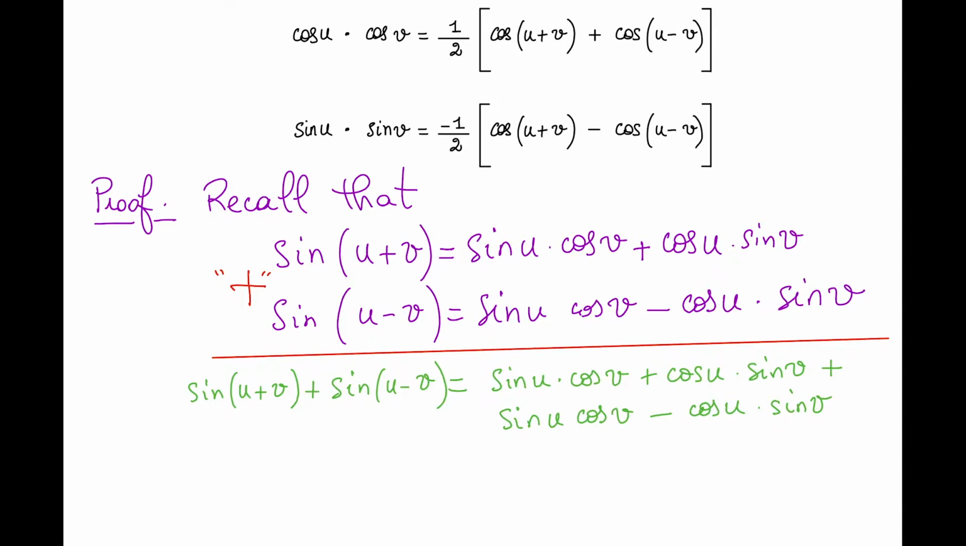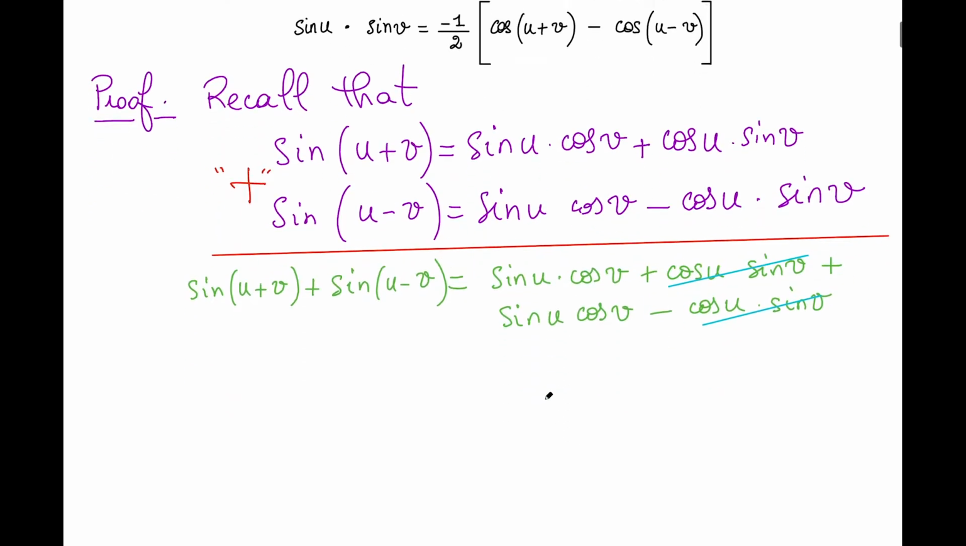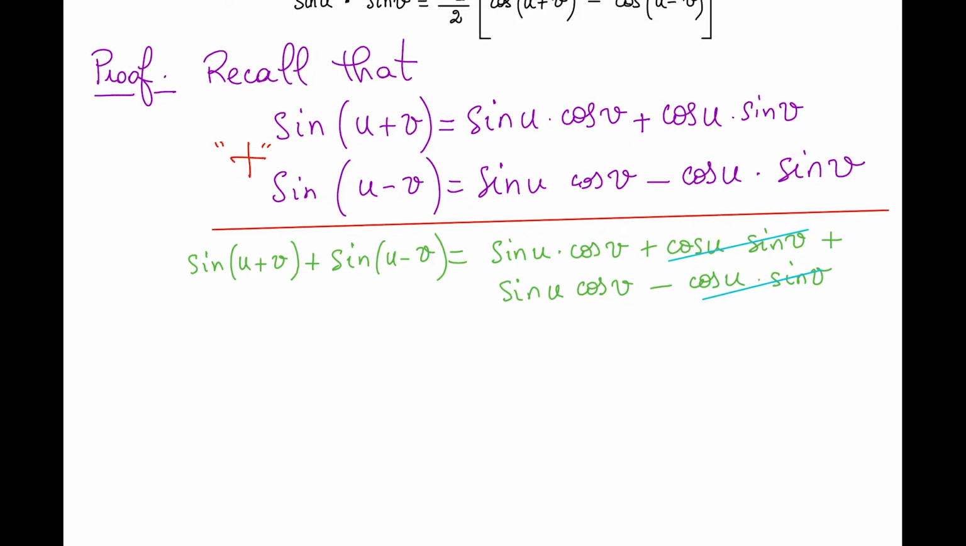And a quick observation is going to reveal the following. Cosine of u sine of v minus itself, that guy and that guy are the same, correct? And they have different signs, so these are going to cancel. And what do we get here? We get this plus itself, I mean, sine of u times cosine of v and sine of u cosine of v. So I'm adding this to itself. So this is twice this expression, correct?